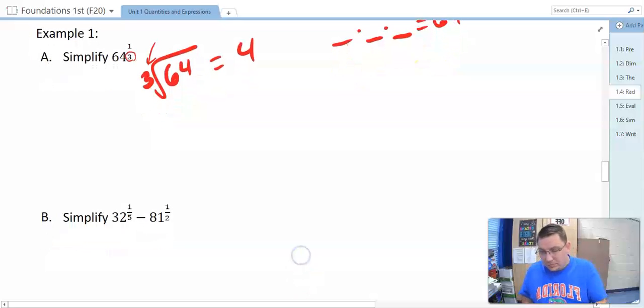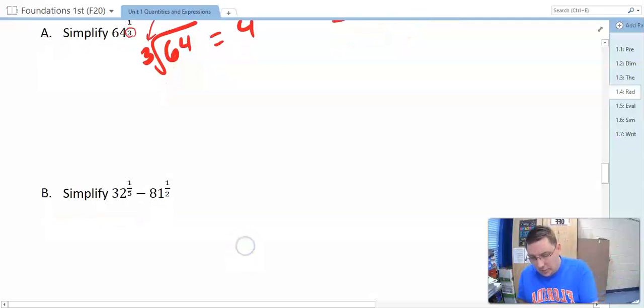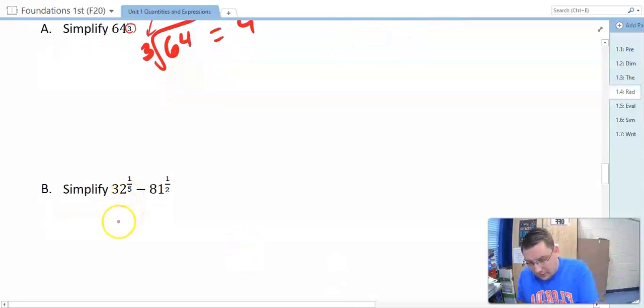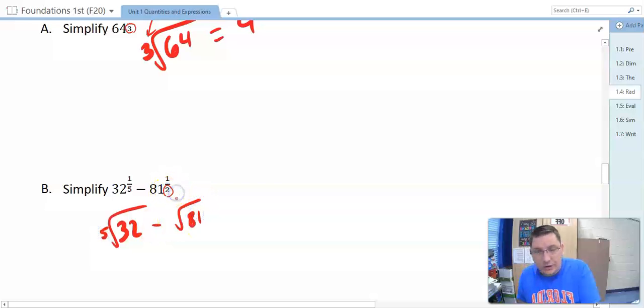In B, we have 32 to the 1/5 and minus 81 to the 1/2. So we're going to convert both of these, simplify it down, and subtract in the end. So 32 to the 1/5. So that's going to be the 32 inside the radical, and we're going to take the 5th root of that minus the radical with 81 inside, and we're doing square here, right? So do I need to put a number here? No. Because remember, if there's no number there, we're doing the square root, all right?